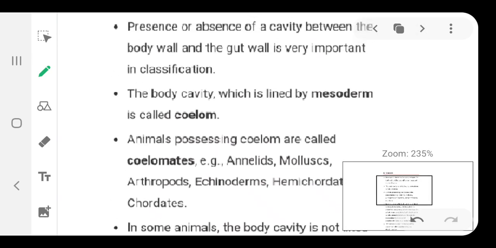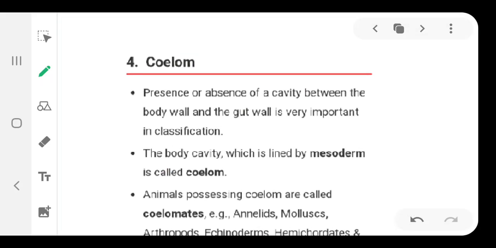Then the third feature that we are going to study in this classification is called coelom. Coelom means cavity. So this cavity is present or absent depending upon the presence or absence of a cavity between the body wall and the gut. Gut is the stomach zone. So between the body wall and the gut, if the cavity is present, we call them coelom animals. If it is not, it is absent.